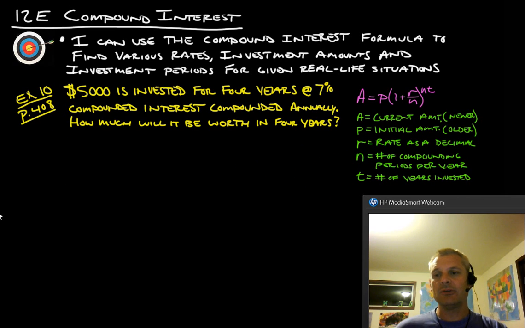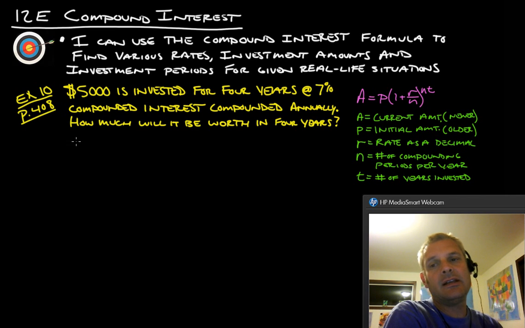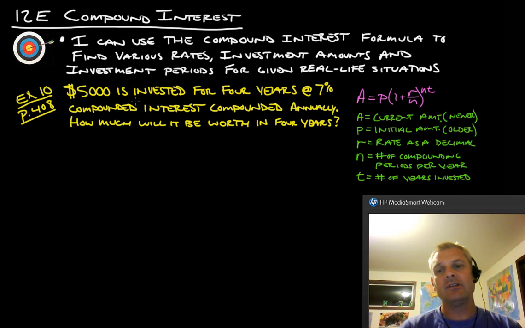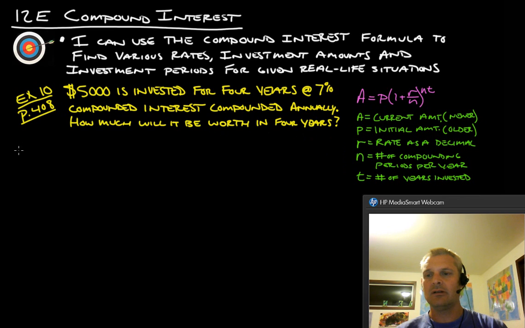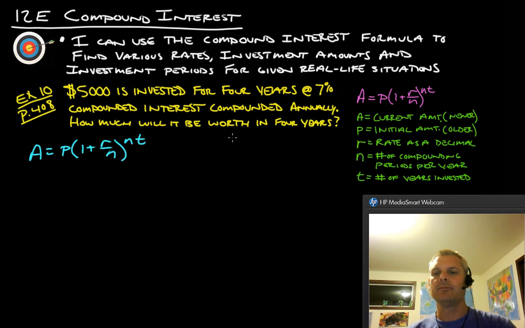First one, example 10 from page 408, says we have $5,000 invested for 4 years at 7% interest, which is compounded annually. How much will it be worth in 4 years? So let's start with our formula. A equals P times (1 plus R over N) to the NT power.